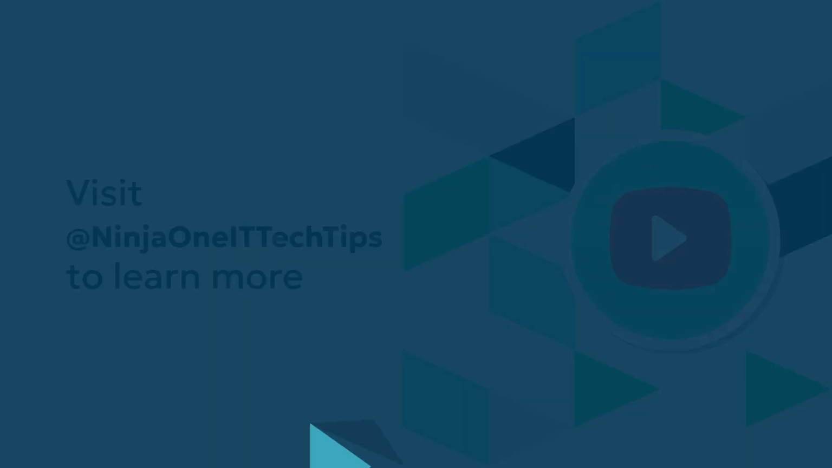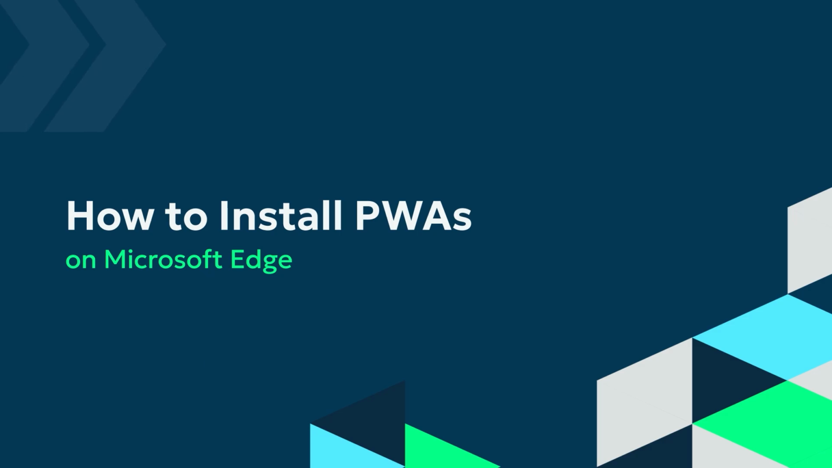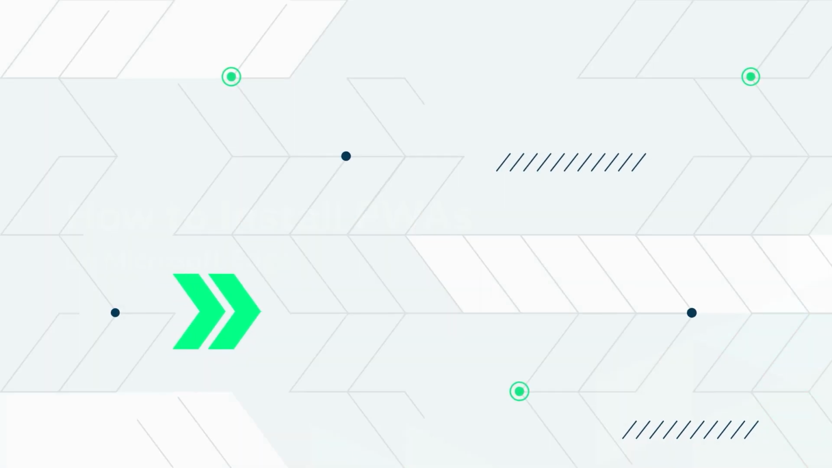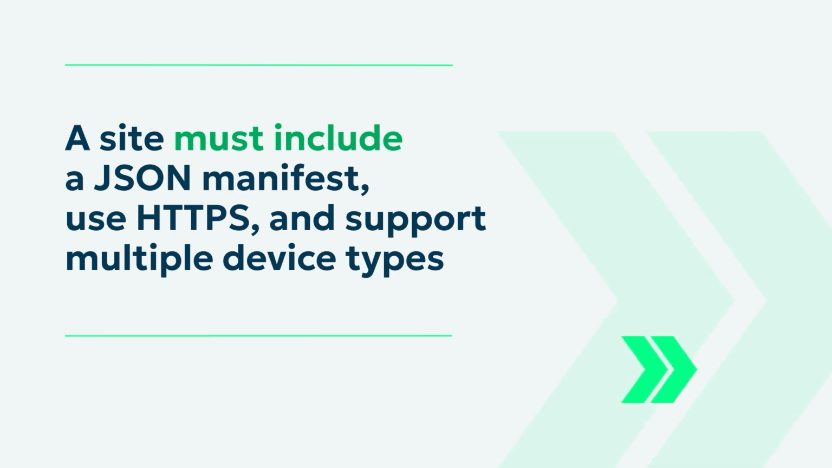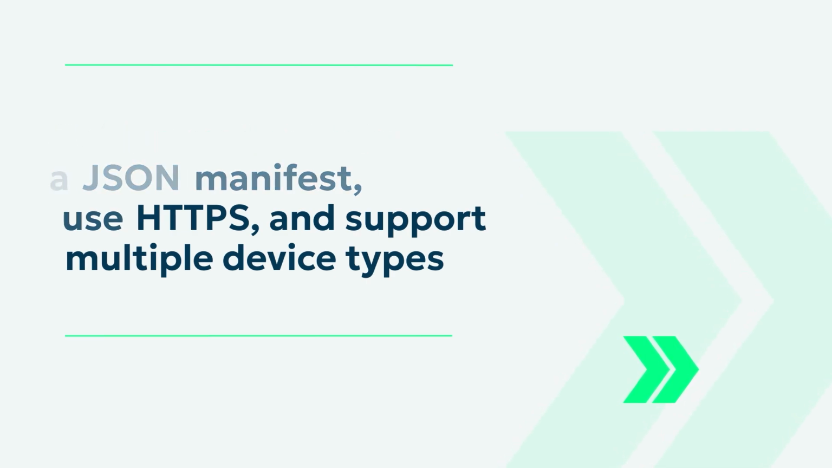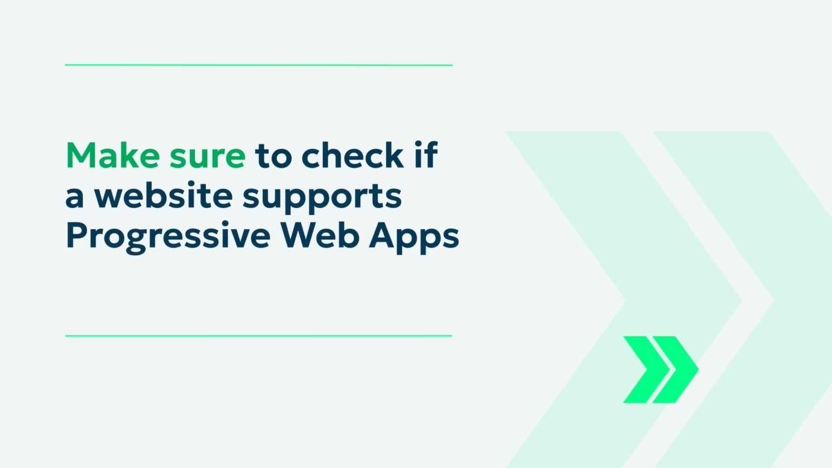How to install PWAs on Microsoft Edge. To qualify as a PWA, a site must include a JSON manifest, use HTTPS, and support multiple device types. Before you start the installation process, make sure to check if a website supports Progressive Web Apps.